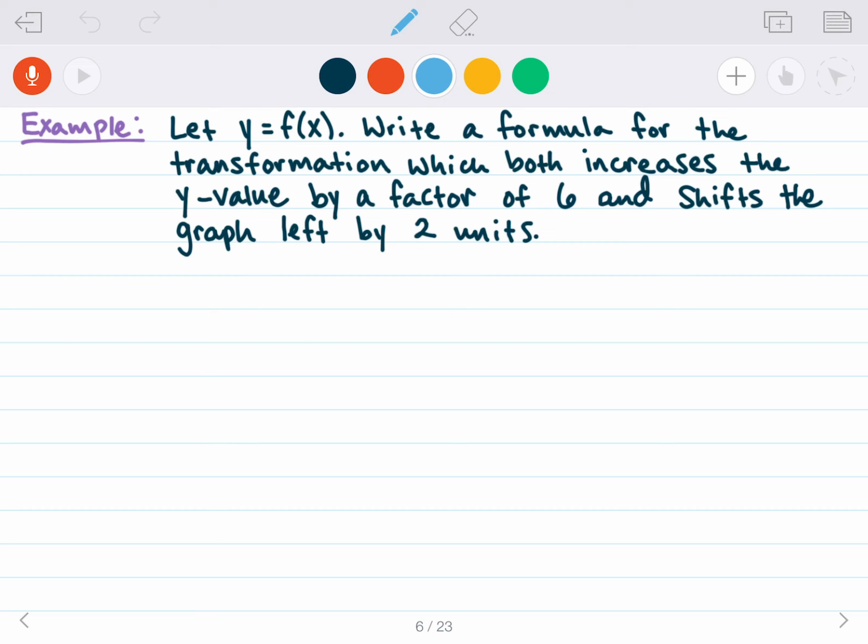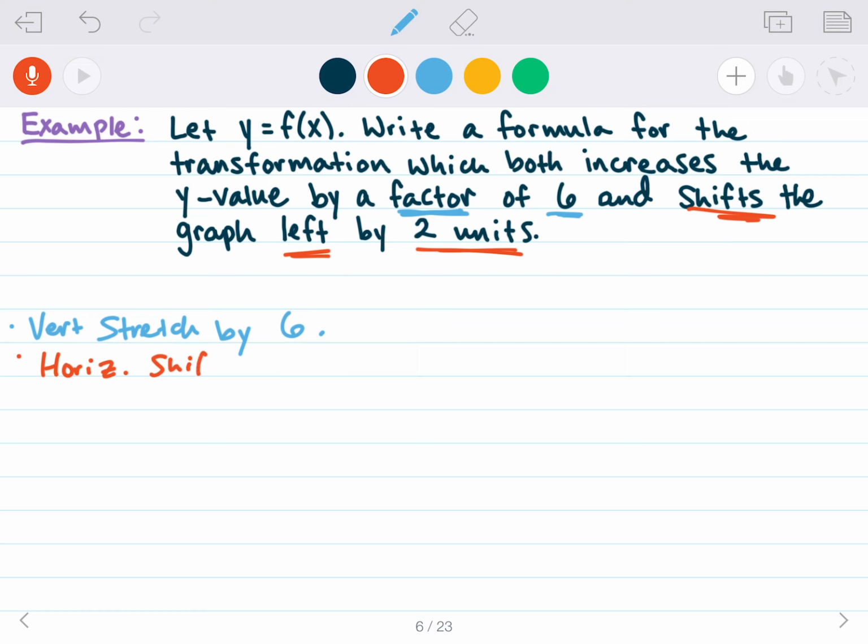Okay, so let's do an example. It says, let y equal f of x. Write a formula for the transformation which both increases the y value by a factor of 6. Okay, so we know that we have a vertical stretch by 6 because we're affecting the y value by a factor. All right, so we have a vertical stretch by 6, and then it says it shifts the graph left by 2 units. So we have a horizontal shift left by 2 units.